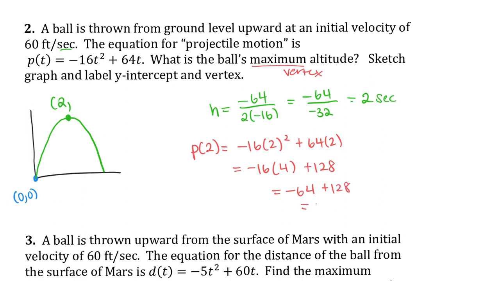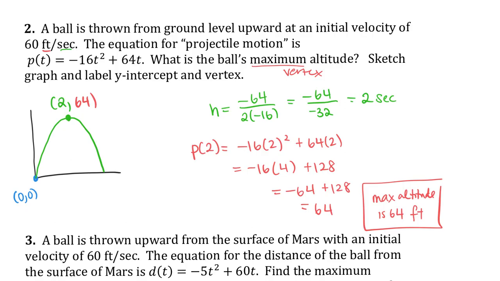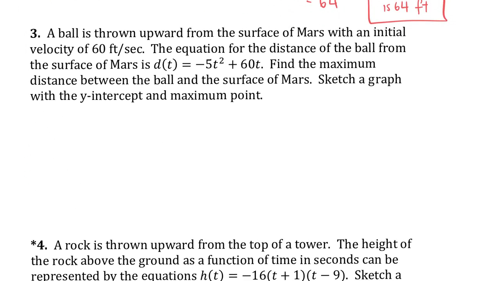Okay, that is 64. So the maximum altitude is 64 feet. Okay, let me label my point here too. Okay, so let me make sure I answered the question. What is the ball's maximum altitude? Got it. Sketch the graph, label the y-intercept and the vertex. Okay, go ahead and try 3.